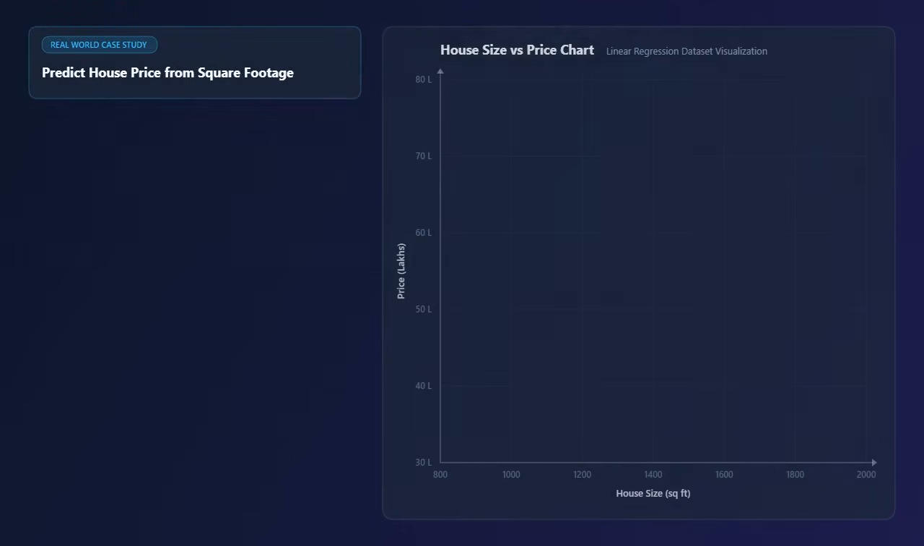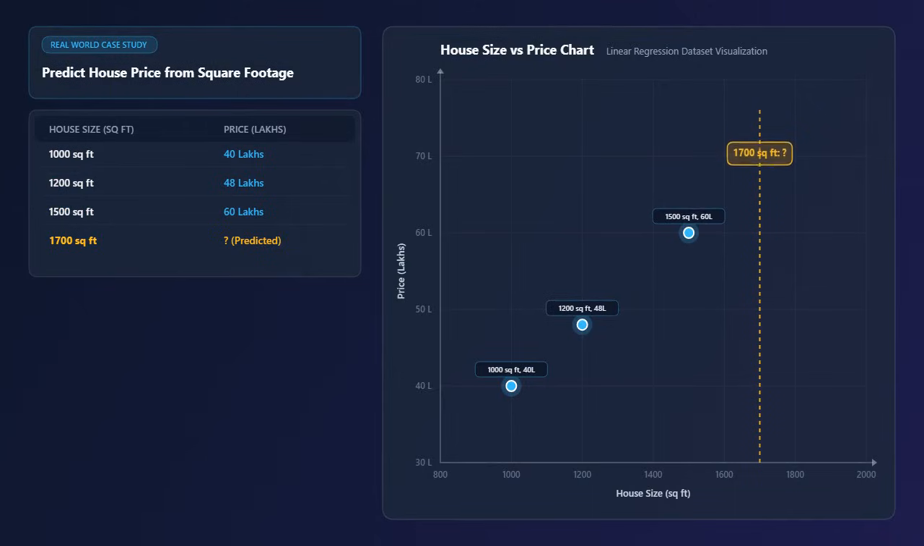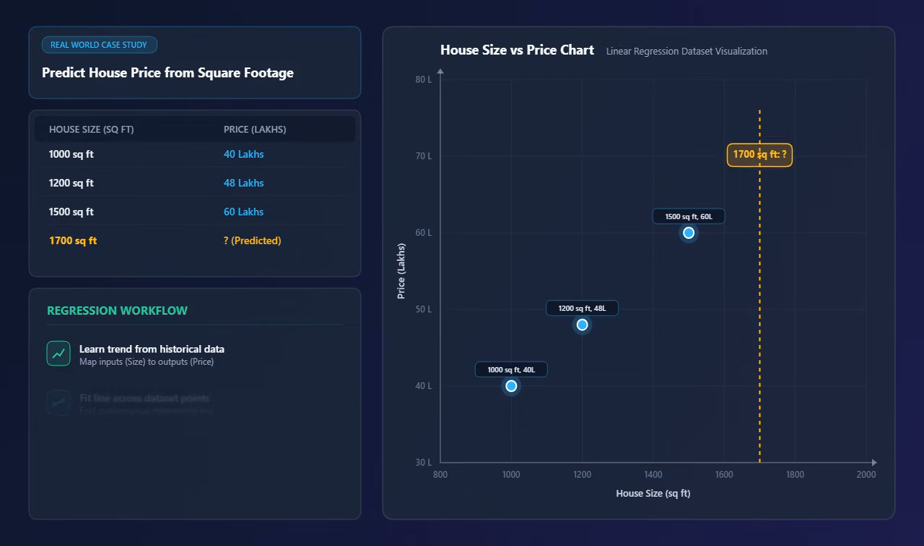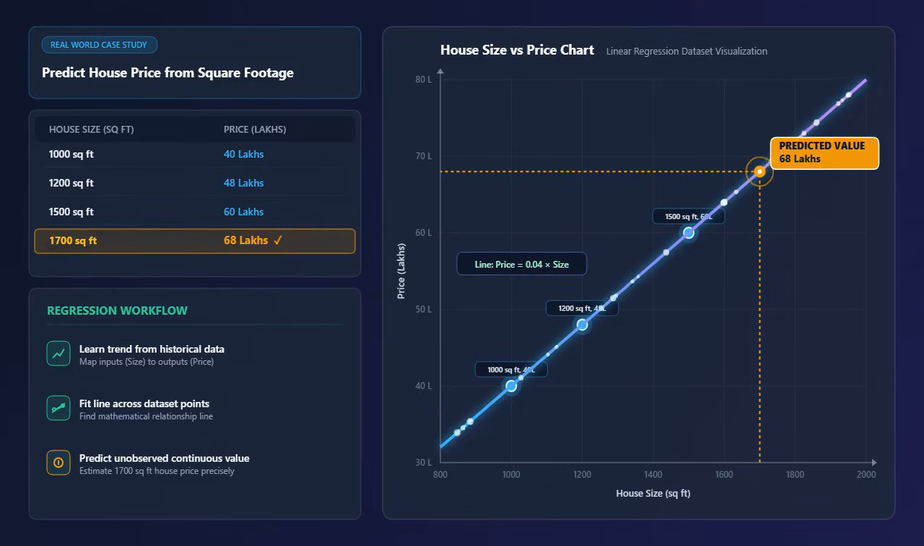Let's look at a real-world example, house price prediction. Imagine we have a dataset mapping house size to price. 1,000 square feet is 40 lakhs, 1,200 is 48 lakhs, 1,500 is 60 lakhs, and so on. What would be the price of a 1,700 square foot house? Linear regression learns the trend from this historical data and then predicts the missing value.